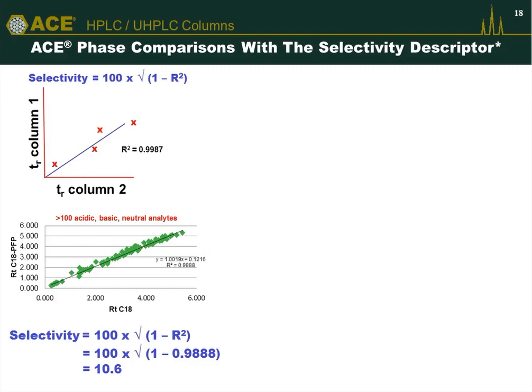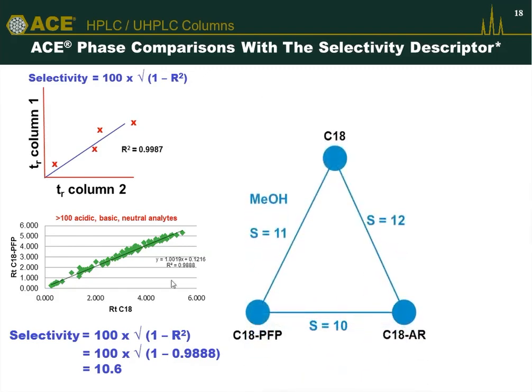So what we did at ACE is we ran a C18 column versus the C18 PFP in a methanol containing mobile phase, and we got an S value of 11, which is this value down here. We then ran the same mixture on a C18 PFP versus the C18 AR, and then the AR against the C18. And you can see we've got 3 different S values here, 10, 11, and 12.